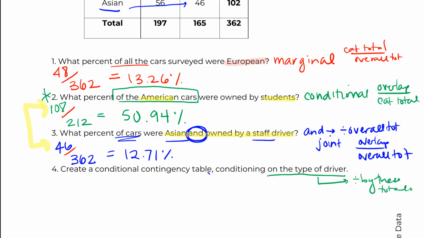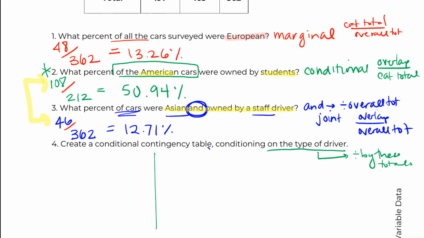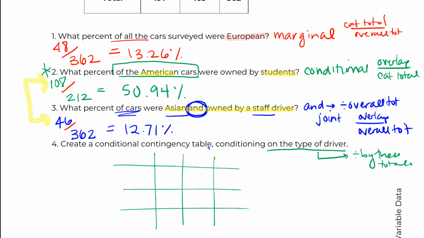So I'm going to recreate our table, and I'm going to show you what I mean by this. So we need our table back. Guess we need 3 categories, right? So we have our student, we have our staff. I hope those are the right order. And then we had American, European, and Asian.